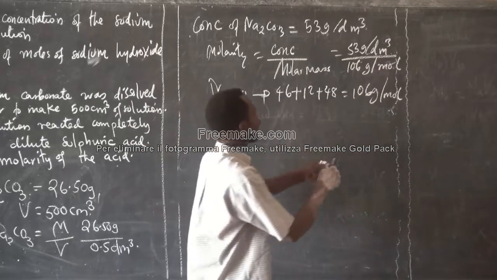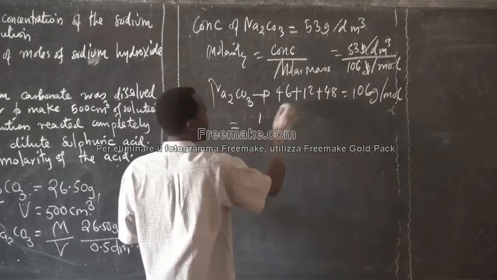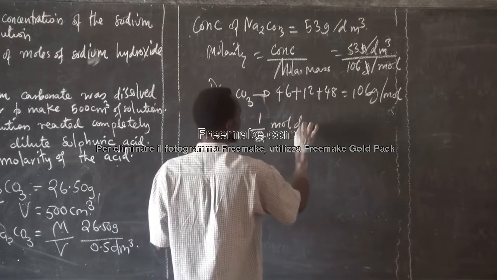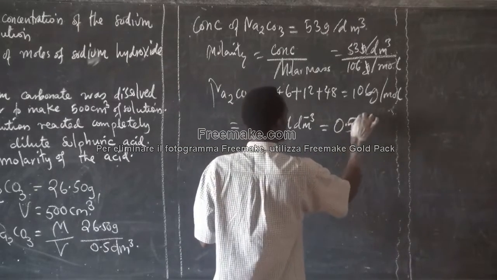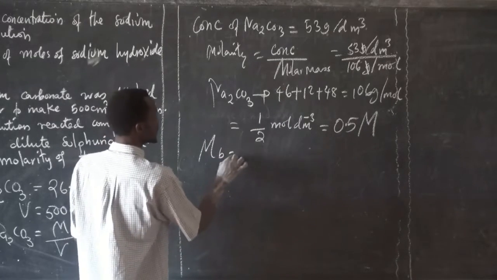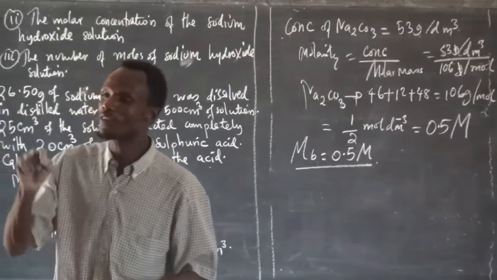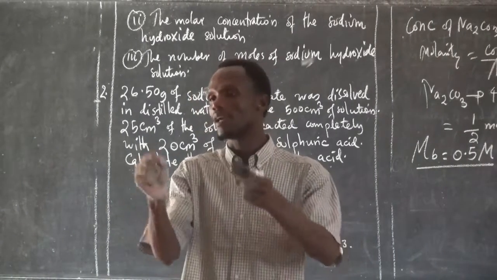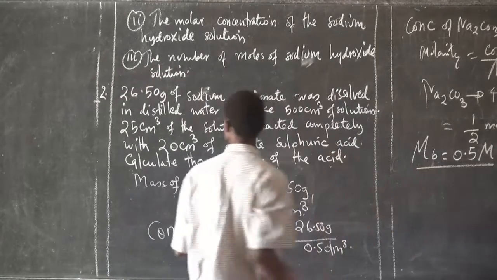Now we are looking for the molarity, which is 53 over 106. This is mole per cubic decimeter. So the molarity here is equal to 0.5 M. Now we say the molarity of the base is equal to 0.5. Using the concentration, we have determined the molarity of the sodium carbonate, which is the base.